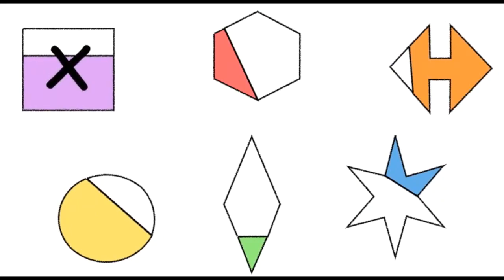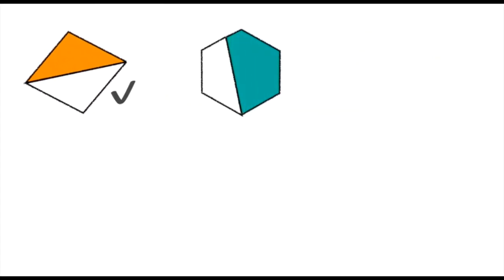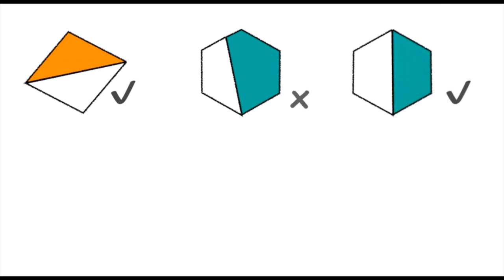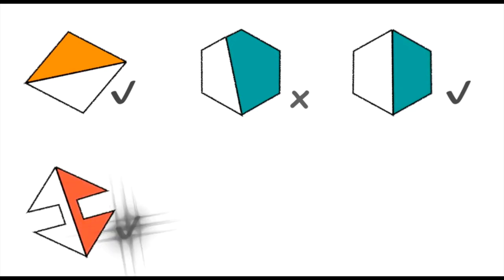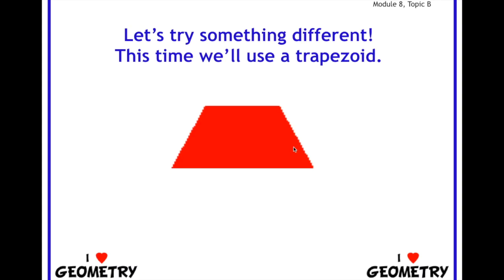These shapes have not been cut into halves. Each part is not the same size. There are two pieces, but they are not the same. Is this cut in half? Is this shape cut in half? Is this cut in half? Is this shape cut in half? How about now? Yes.